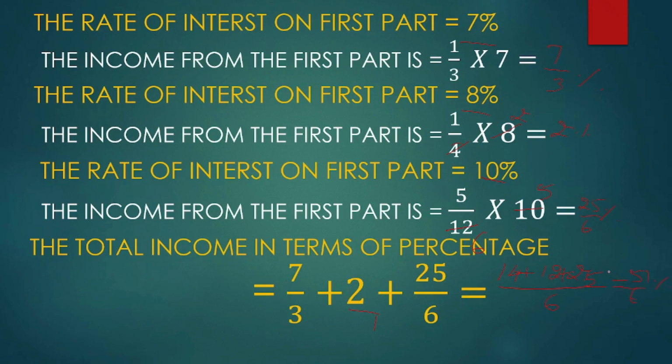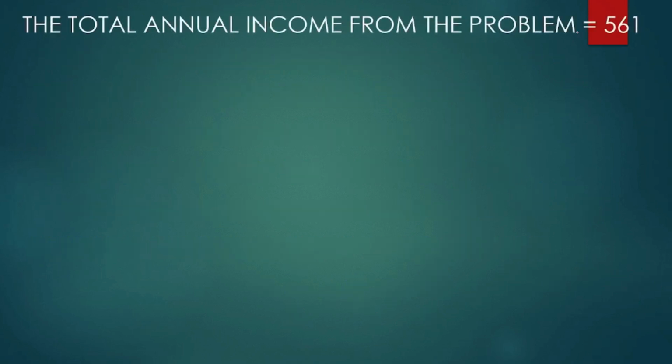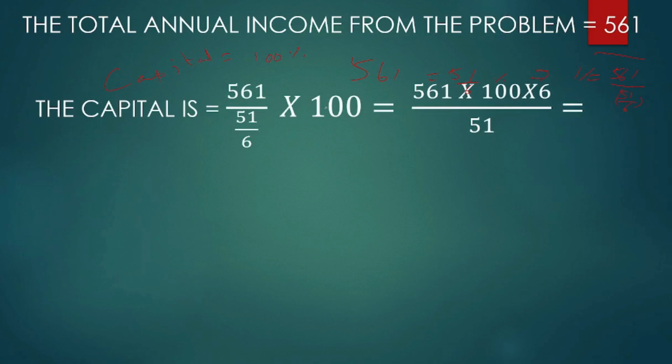The 51 by 6% here becomes 561 rupees according to the problem. So 561 equals 51 by 6%. Now 1% equals 561 divided by 51 by 6. According to percentage, capital is treated as 100%. So the capital is 100%.